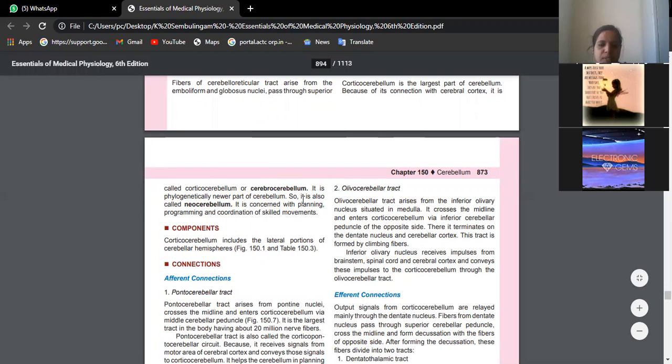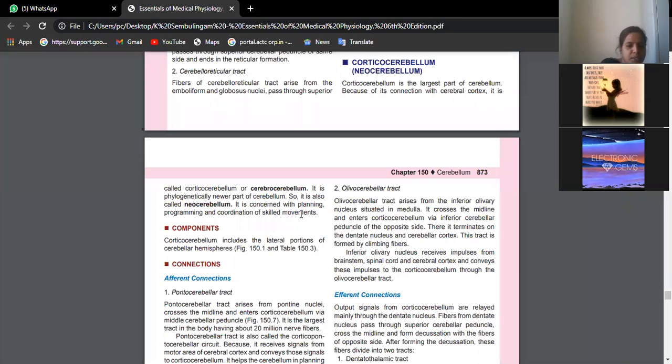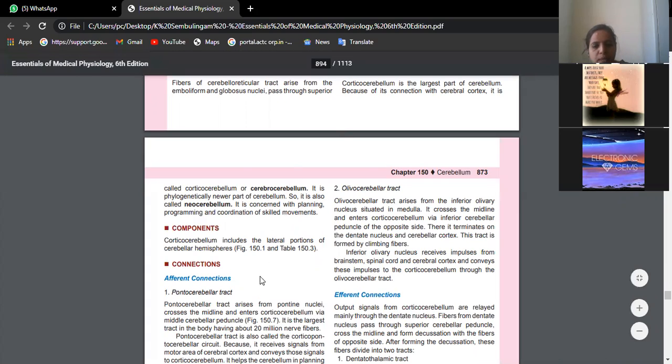So it is concerned with planning, programming, and coordination of skilled movements. Suppose you are playing cricket and trying to catch a ball, you move in such a direction that you do not miss the catch, isn't it? That means at the moment we can do planning, programming, and our muscles are moving accordingly. That's what are called coordinated skilled movements. They are all controlled by this corticocerebellum.